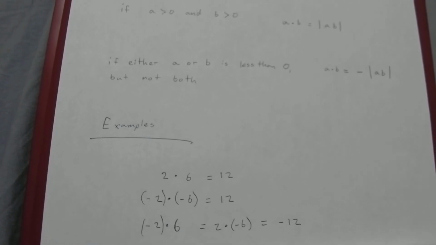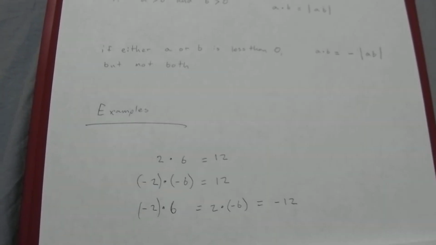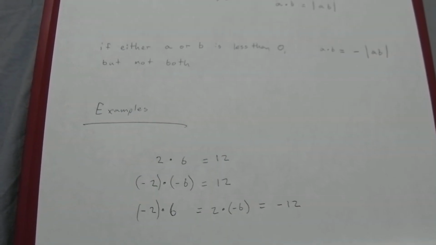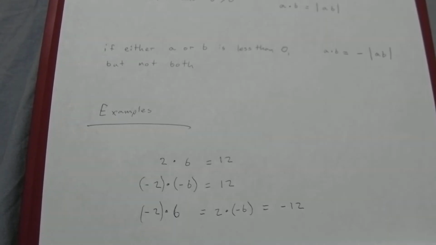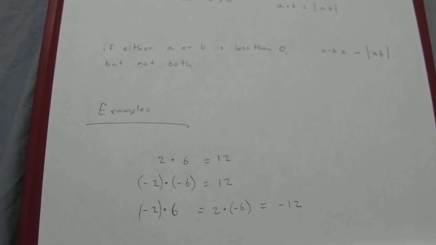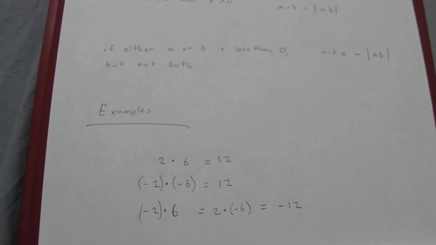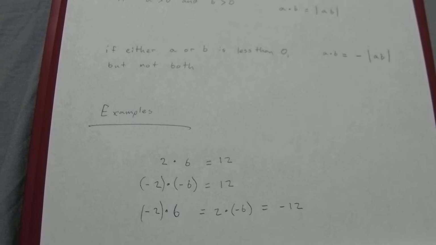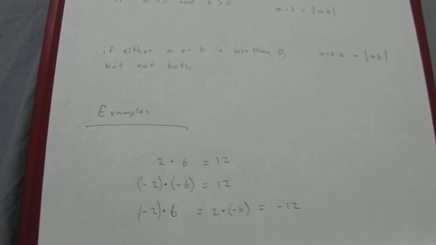However, if only one of the numbers is negative, negative 2 times 6, we can recognize this as being negative 12. This applies the rules of integer multiplication.